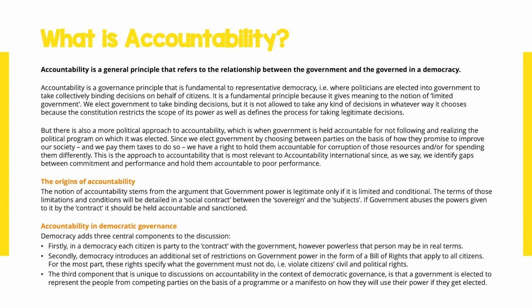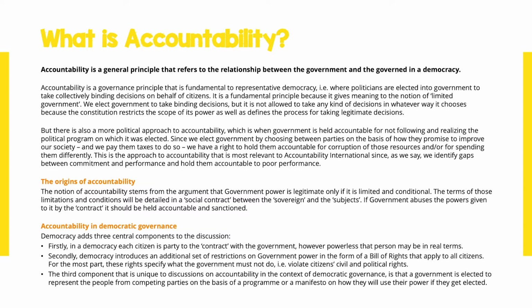We elect governments to take binding decisions, but it is not allowed to take any kind of decisions in whatever way it chooses, because the Constitution restricts the scope of its power as well as defines the process for taking legitimate decisions. But there is also a more political approach to accountability, which is when government is held accountable for not following and realizing the political program on which it was elected.